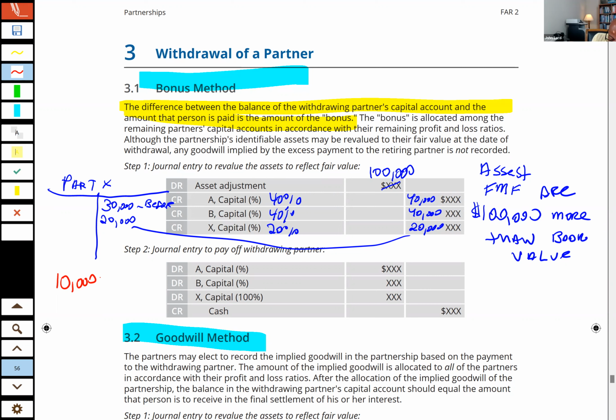And so partner A constitutes what? 40% of the 80% between those two, as does partner B. Okay, so I'm using the 80% that they held, and the 10,000 bonus is going to come out of them. And so half is going to come out of the capital account of A. Half is going to come out of the capital account of B. They're going to liquidate partner X now. Well, partner X got what? He got 50,000. So to zero him out, we got to debit him 50,000, don't we? And since they're giving him 10,000 more, this 50,000 plus the 10,000 bonus means they're going to cut him a check for $60,000, aren't they?